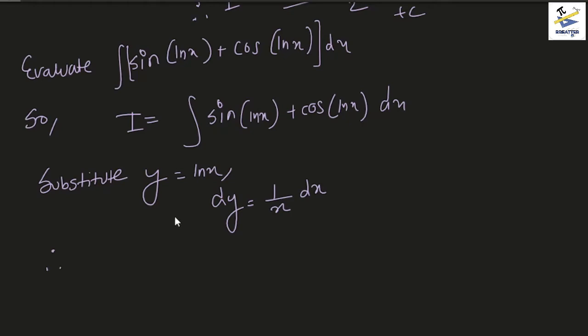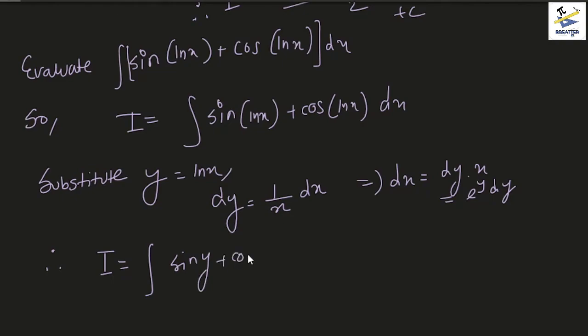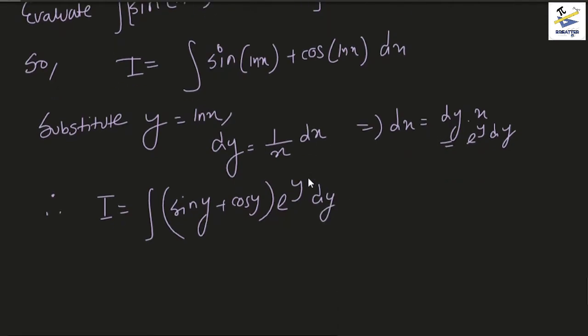Therefore this integral would become... and from this you can see that dx is basically equal to dy into x, but we need it in terms of y, so x is basically e to the power y, so dx is basically e to the power y dy, right? So the integral becomes sine of y plus cos of y whole into e to the power y dy.